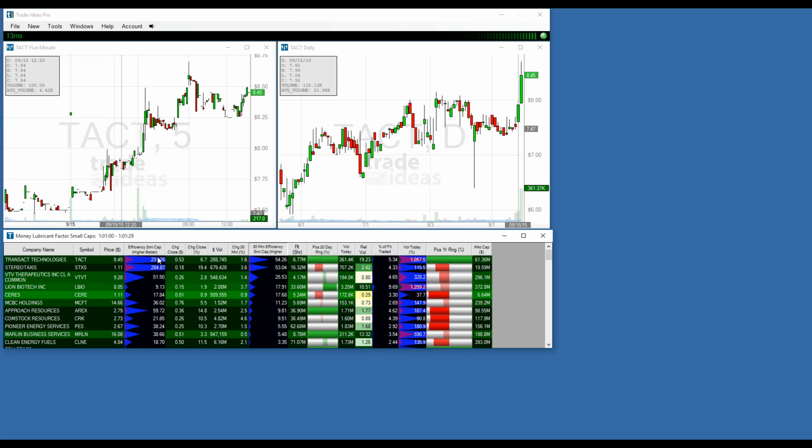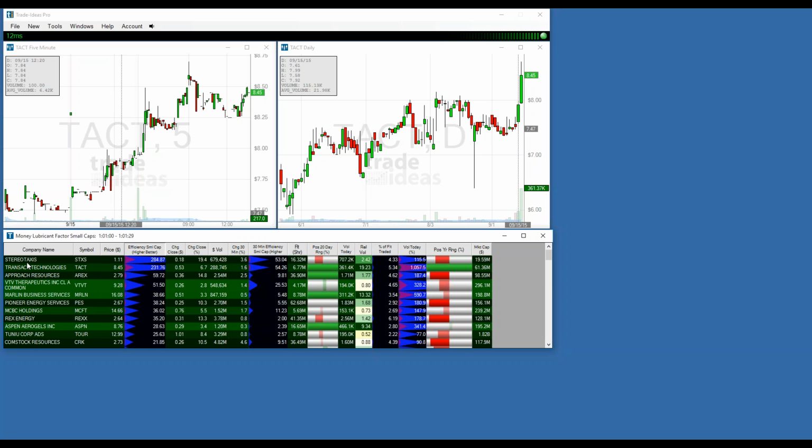So here again, we're looking at the most efficient up move, on a dollar per dollar basis. It only took 288,000 for Transact Technologies to go up 6.7%, making it the most efficient for the day. Let me resort that. There you go. I'm going to go ahead and post that formula in the chat room so people can see that as well.